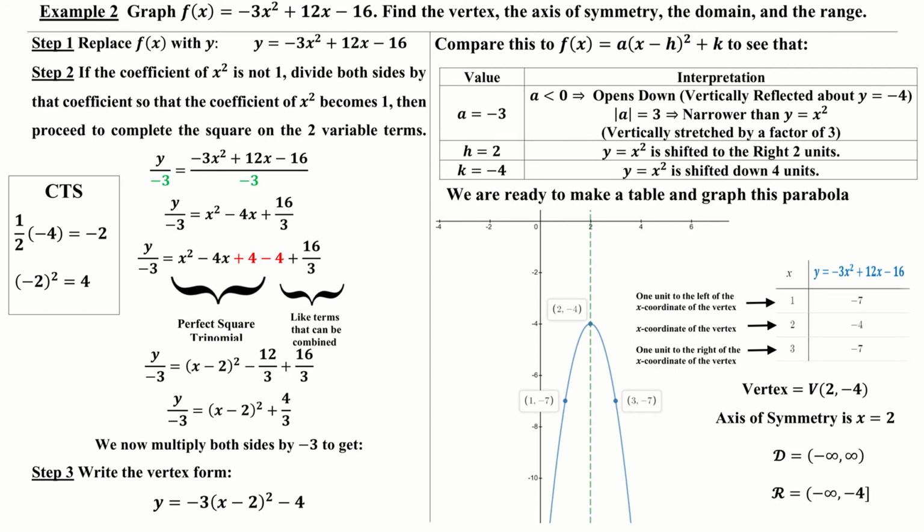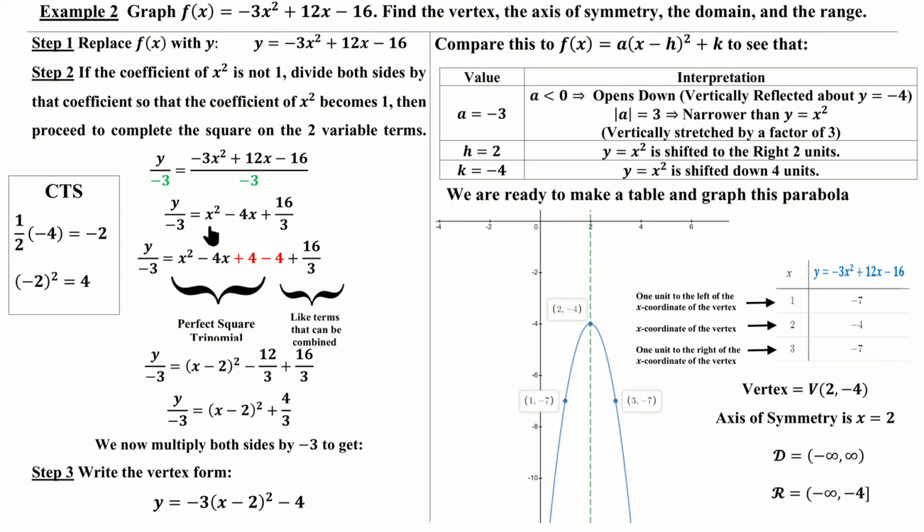Alright, so here we have another example. This time we notice that the coefficient of x squared is not 1, so we go ahead and divide both sides by -3 to make it 1. On this side we end up with y over -3. Here that splits up, so we get -3x squared over -3, which is just x squared. Positive 12x over -3 gives us -4x. And then -16 over -3 gives us positive 16 over 3.